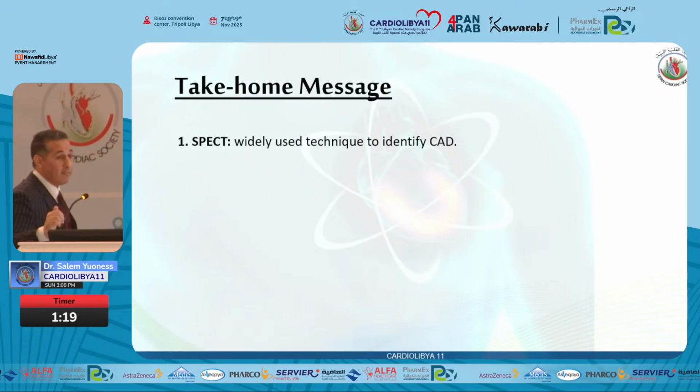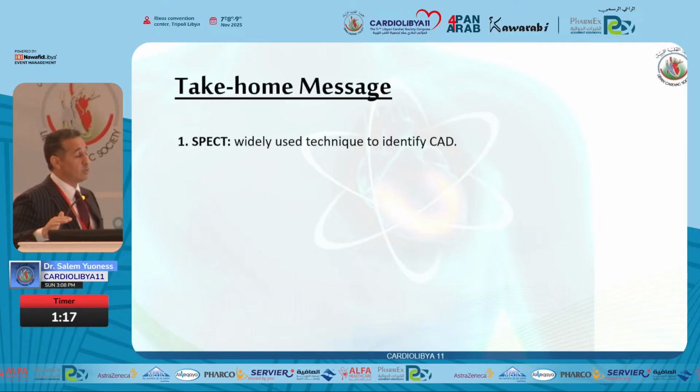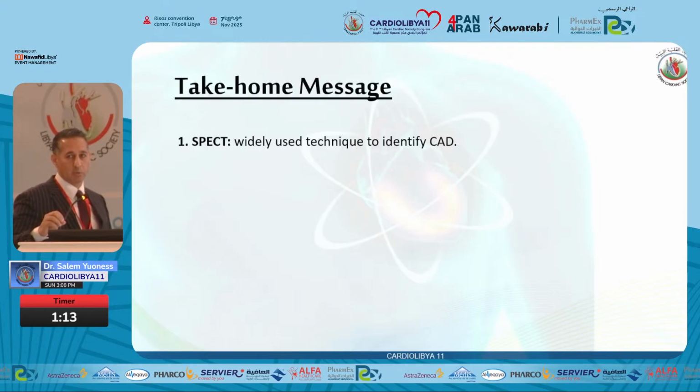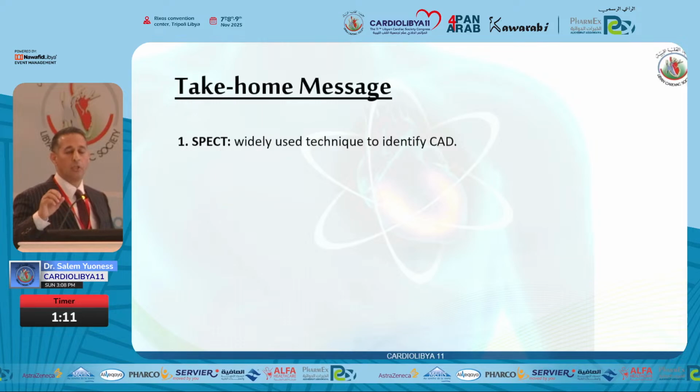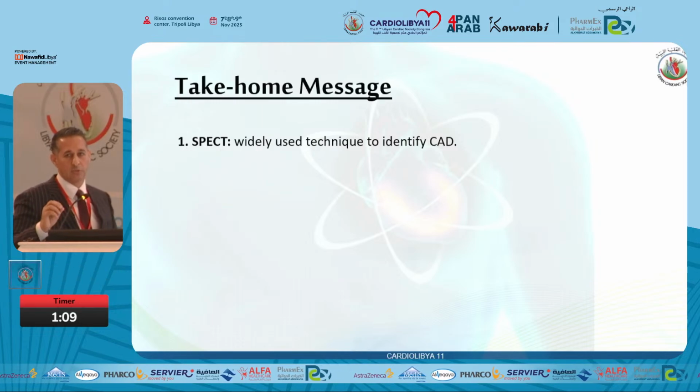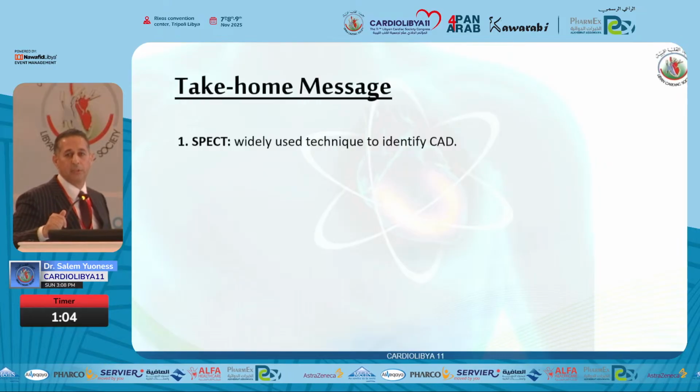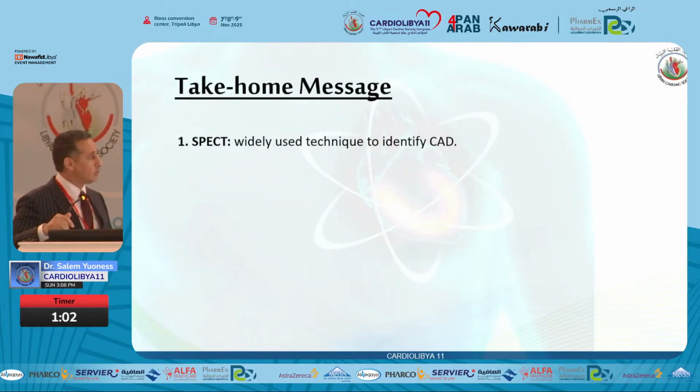Take-home message for everybody: SPECT is a widely used technique to identify coronary artery disease. It should be used for intermediate probability of coronary artery disease. You don't need to rush and send the patient to the cath lab, and you know what consequences can happen from the interventional angio.